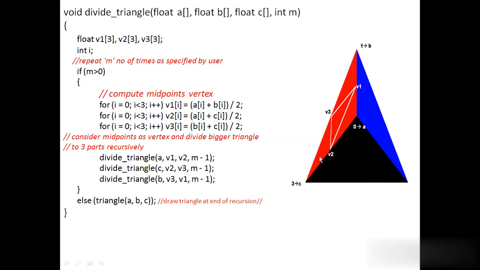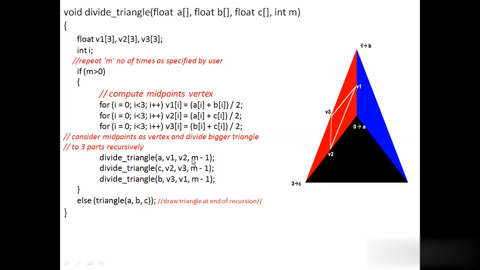Yes or no? These are the midpoints. This is very simple to compute. Now the further part will be divide triangle. We will be seeing how it works. So for i equals 0, i less than 3, i plus plus, v1 of i is nothing but (a of i plus b of i) by 2.